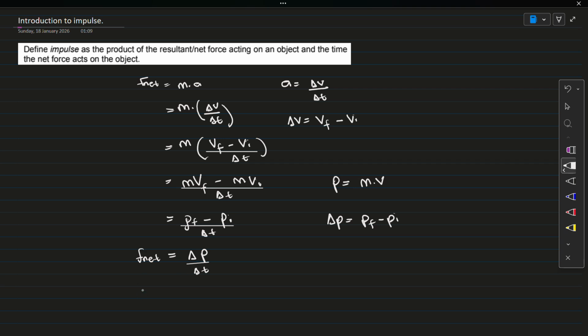It's new, but we're going to change it and write it this way. F net multiplied by change in time is equal to what? Change in momentum. So this right here is what we call impulse, right? Impulse. Because you can see that impulse is the product of the resultant force, or what we call the net force, acting on the object and the time the net force acts on the object. So impulse is the product of the force acting on the object and the time it acts on the object.